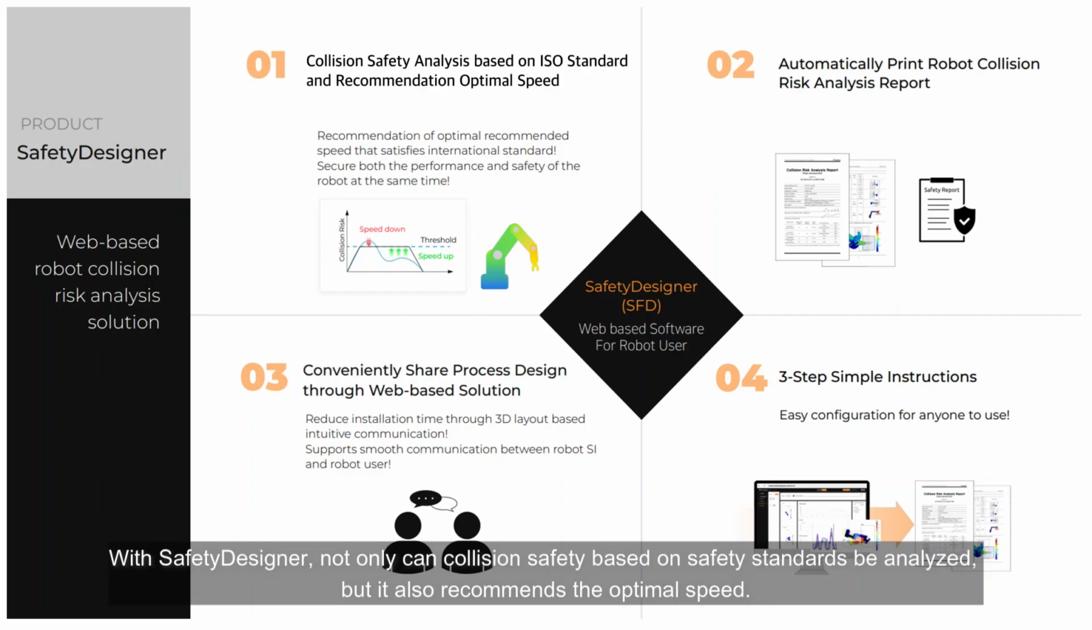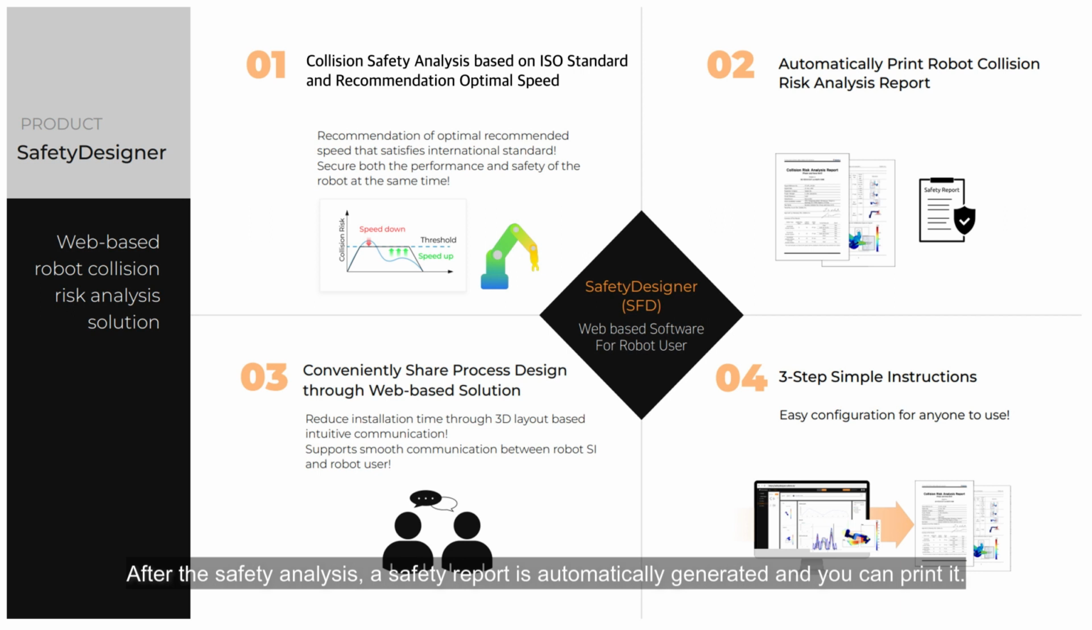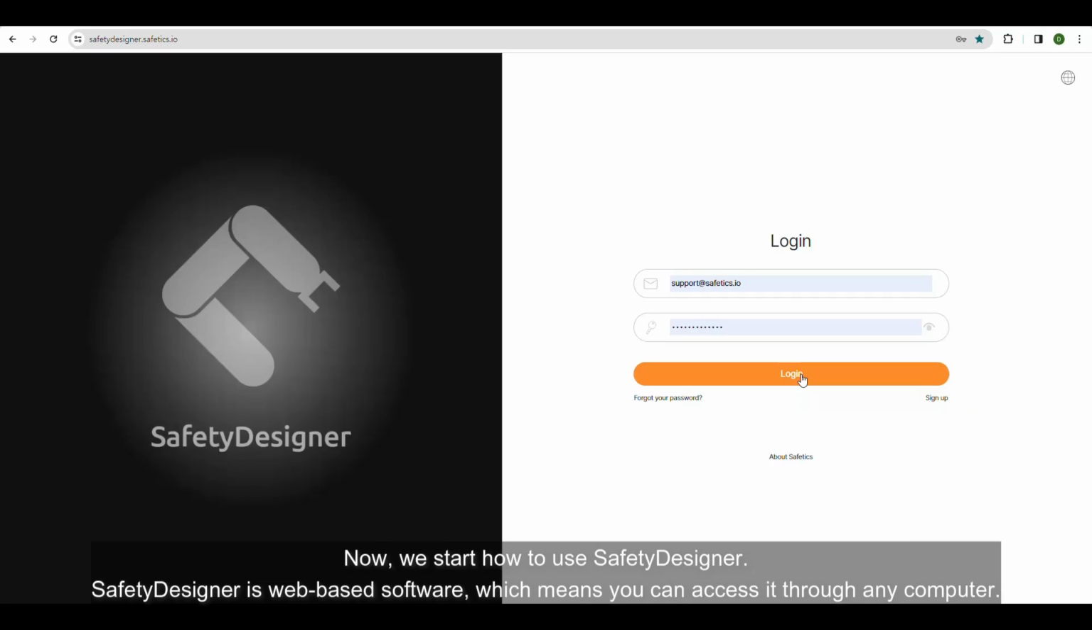With SafetyDesigner, not only can collision safety based on safety standards be analyzed, but it also recommends the optimal speed. After the safety analysis, a safety report is automatically generated and you can print it. Now, we start how to use SafetyDesigner.